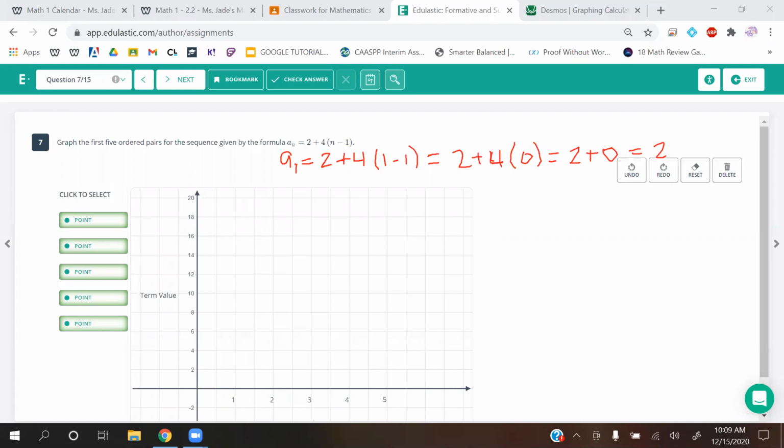So that means I'm going to plot the point 1 to represent the first point, 2 to represent what the first term is. So 1 comma 2 is the first thing I'm going to plot. So I'm going to click on the point and then 1 comma 2. There we go.